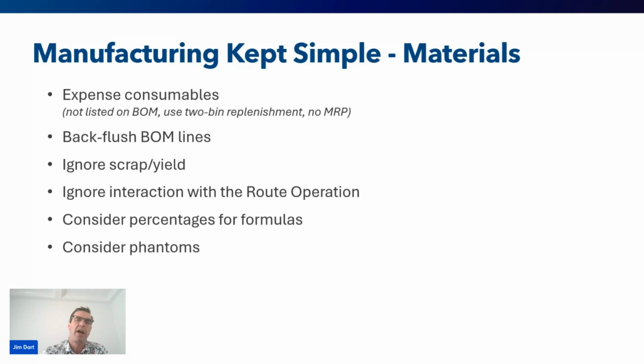Ignoring scrap and yield, again, depends on how important this is in your environment, but it can increase the maintenance of the requirements around the bill of materials and the complexity of the picking and reporting. So ignoring the scrap and yield is a third idea there.